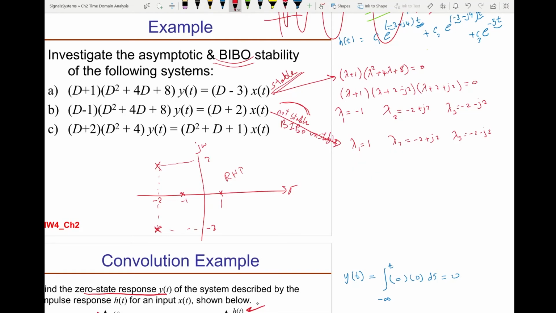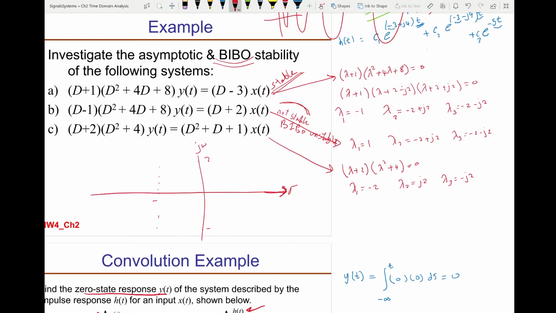Now for this one, this will be lambda plus 2 times lambda square plus 4 equals 0, lambda 1 equal minus 2, lambda 2 equal j2, lambda 3 equal minus j2. Now if we plot these, we have one at minus 2, so that will be here, another one at j2, so that will be here, another one at minus j2. So that will be here. So now we have unrepeated root on the imaginary axis, so that's marginally stable.